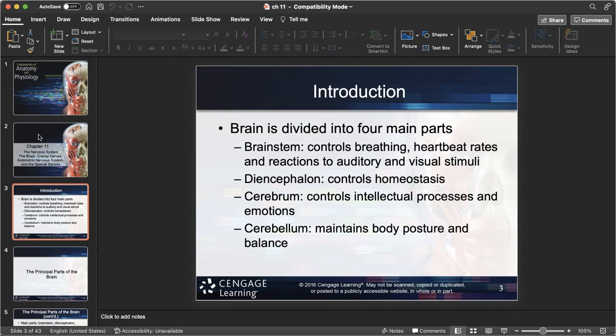When we look at an image of the brain, the cerebrum is what we most often think about. And the cerebrum is divided into several lobes named after the closest cranial bone it is located next to. The cerebrum is most responsible for intellectual processes as well as the processes that regulate emotions.